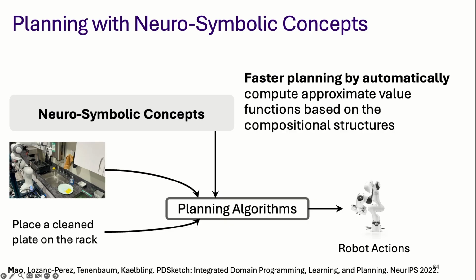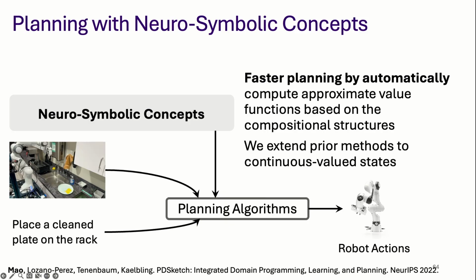Another improvement that we made in this particular paper is that we show you can also make the planning faster by automatically computing an approximated value function based on the compositional structure of the environment and all the different kinds of actions, by just analyzing how different actions depend on each other. Such computation is only known to work for purely discrete planning problems, and we are able to extend it to continuous states, such as objects having poses, or even latent neural network features.